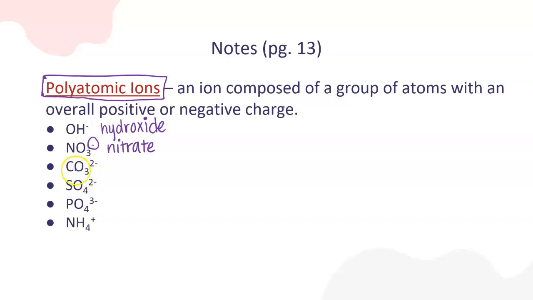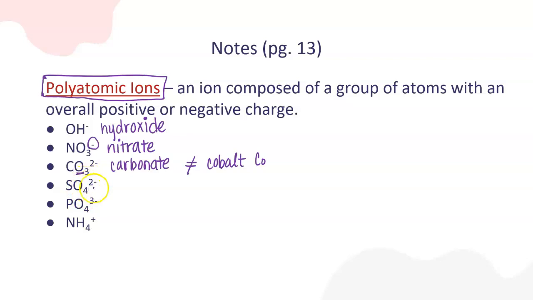CO subscript 3, so 1 carbon, 3 oxygen with a total -2 charge. This is carbonate. Pay attention to the fact that that is a capital O. So that is not cobalt. Make sure you know that this is not the same as cobalt, which is a lowercase o. This is why capital and lowercase letters are very important.